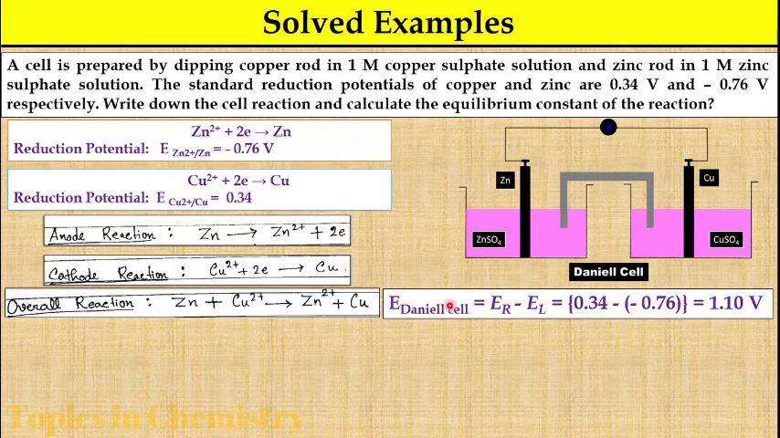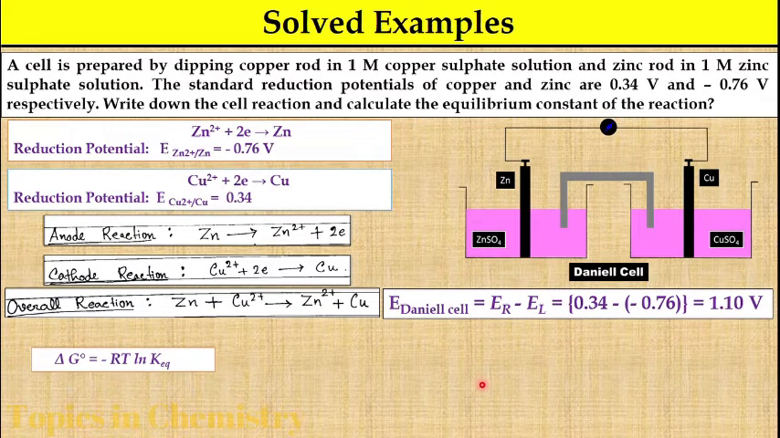Now you have to find the E0 cell. So E cell, E Daniell cell, is equal to ER, the reduction potential of the cathode, minus EL, the reduction potential of the anode. Or you can say the reduction potential of the reduction half cell minus the reduction potential of the oxidation half cell. So that is equal to 0.34 minus of minus 0.76 volt. That will give you 1.10 volt. So that is the E0 of the Daniell cell.